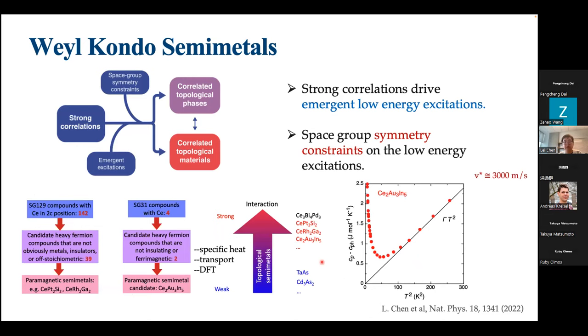Through this material search, we successfully narrowed down some of them, and our experimental collaborators synthesized one of them. The specific heat at low energy shows this T square scaling behavior, which indicates the presence of the nodal line in the very low energy limit. The velocity of this nodal line, of course, is going to be very small, which means that it's coming from the Kondo-driven composite fermions.